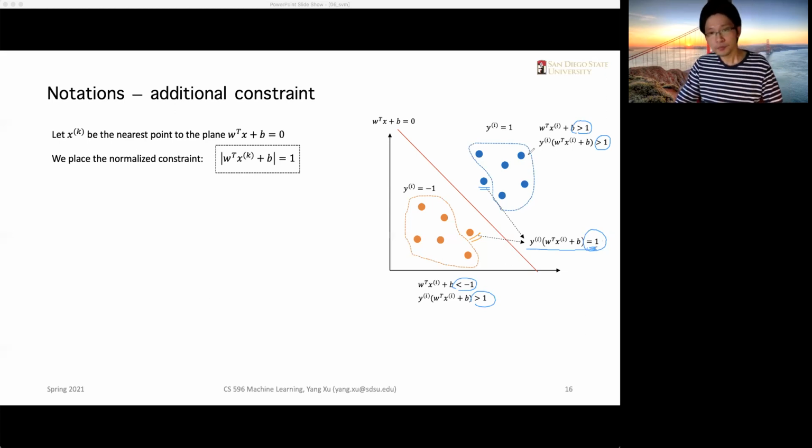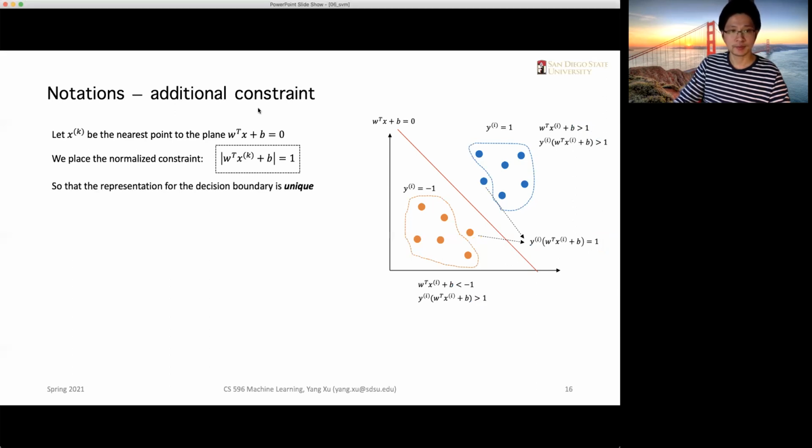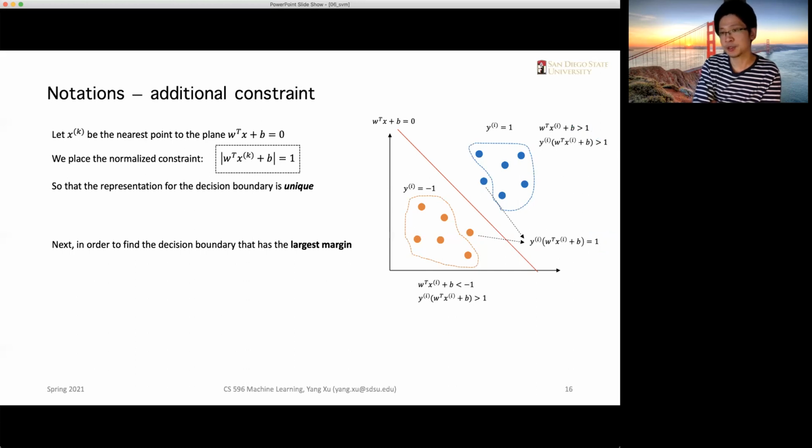So a little bit of additional constraints. Let's see what we can get next. Now the representation of the decision boundary is unique, which is good for us because the boundary is unique now, which means we can measure the distance or measure the margins between the point to that decision boundary.